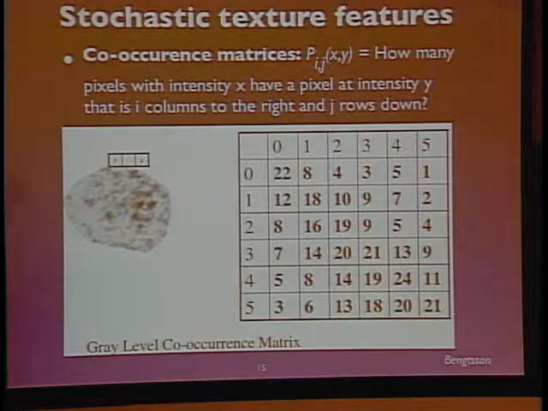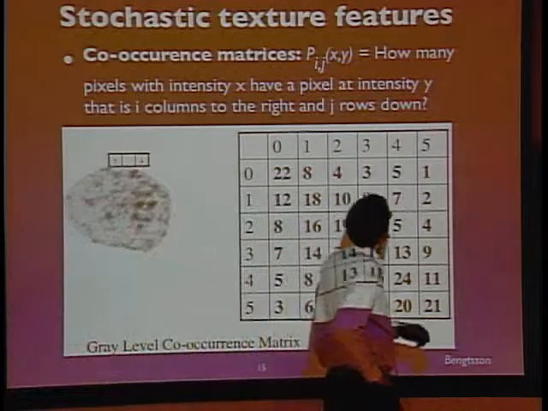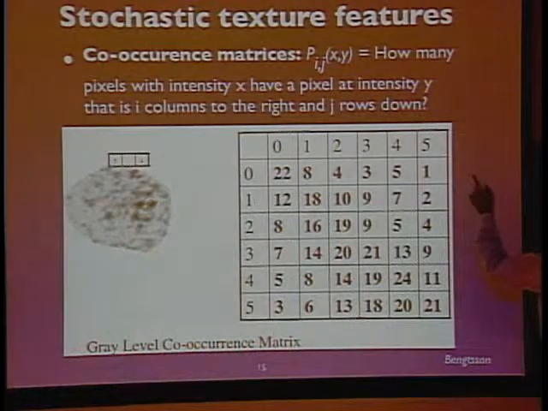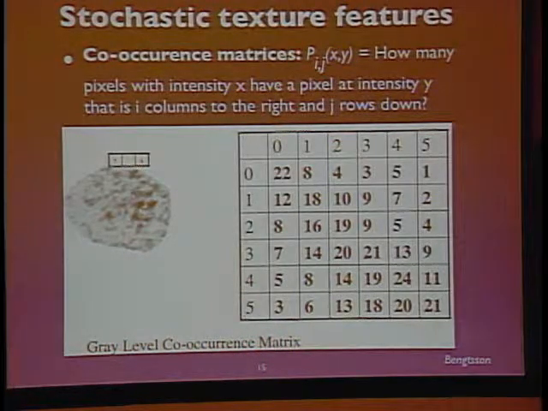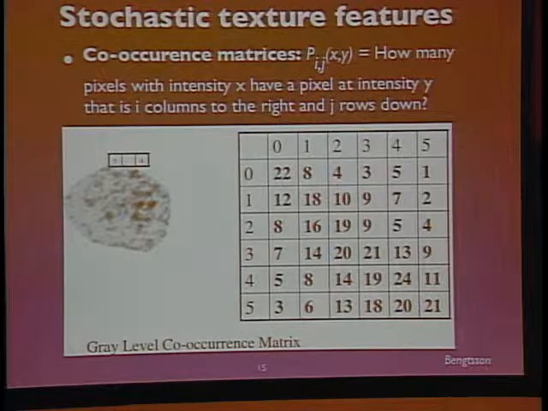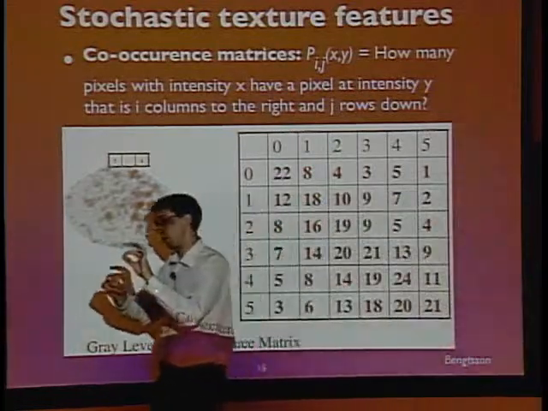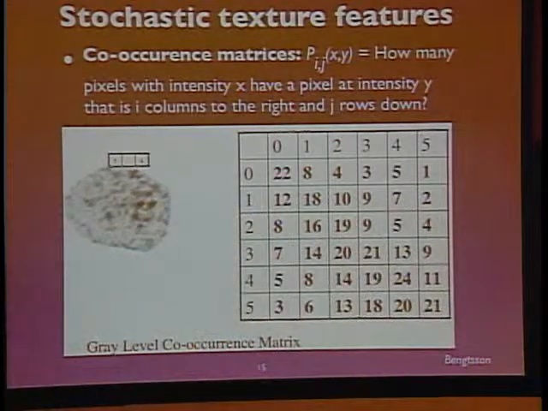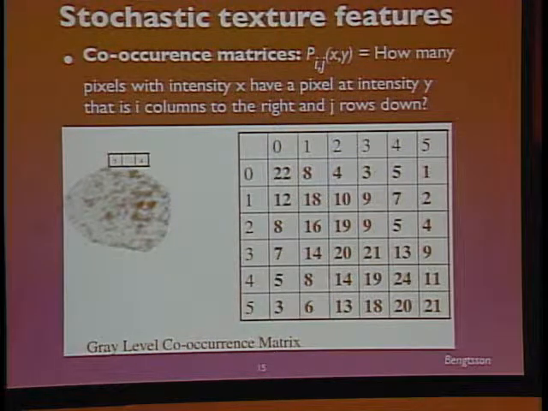So let's consider a matrix, which I'll call P_IJ. For each element XY in this P_IJ, it tells you how many pixels with intensity X have a pixel at intensity Y that is I columns to the right and J rows below that pixel of interest. So it's basically the IJ tells you how two pixels are relatively placed with respect to each other, and the XY tells you how different their intensities are.